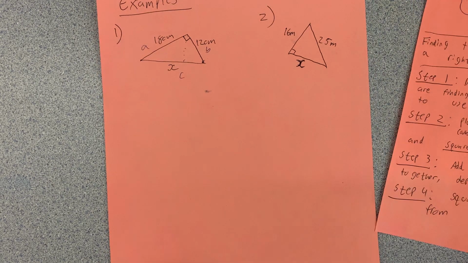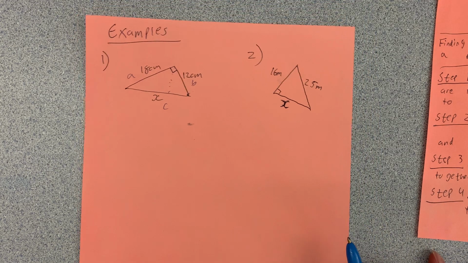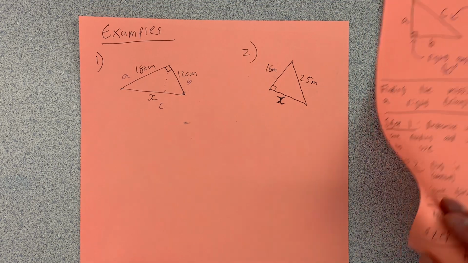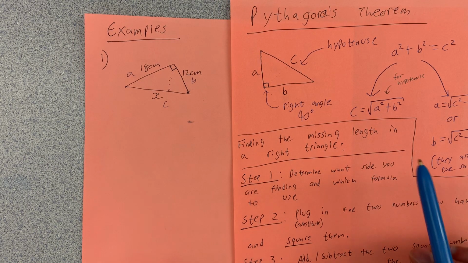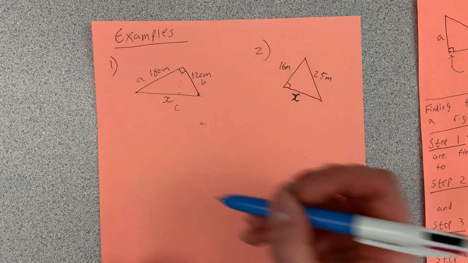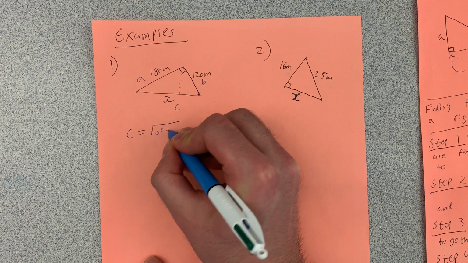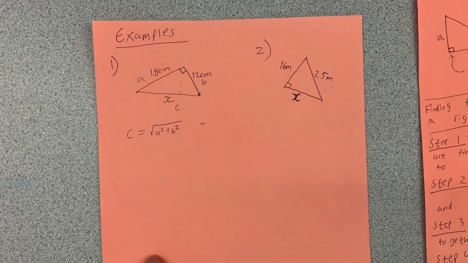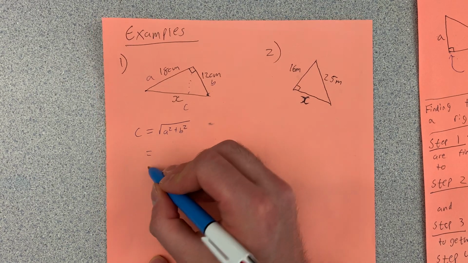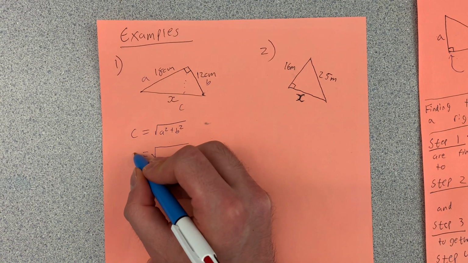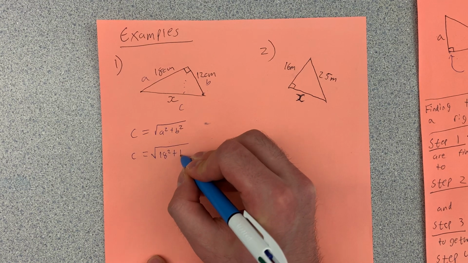So step 1, we're going to figure out which of our two formulas to use. Now I am looking for the hypotenuse in this one, so I'm actually going to use this guy here: C equals the square root of A squared plus B squared. So let's write that down. Now I'm going to plug in the two numbers that I have. So I have 18 for A and 12 for B. So I'm going to have C equals root 18 squared plus 12 squared.